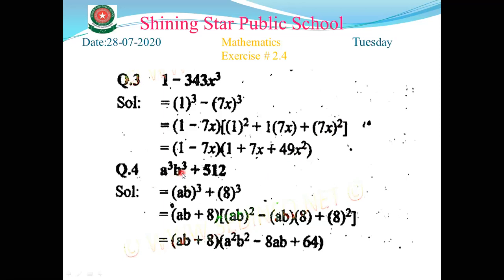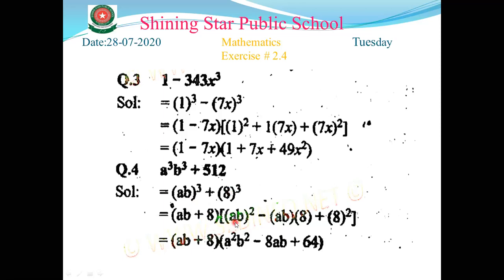Here is a cube b cube, which is the cube of ab. 512 is the cube of 8. So we can write (ab) whole cube plus 8 cube. Now, a cube plus b cube equal to a plus b into a square minus ab plus b square. According to the formula, first of all we write a plus b. a is ab, b is 8.